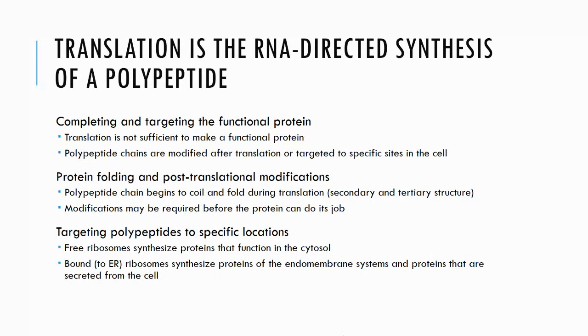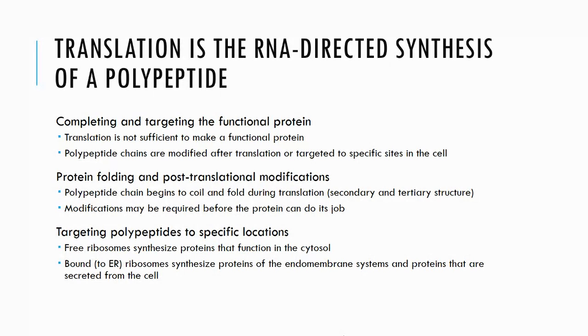Translation is not sufficient to make a functional protein. The polypeptide chains will be modified after translation or targeted to specific sites in the cell. So starting with modification, the polypeptide chain will begin to coil and fold as it's being translated to give those secondary and tertiary structures that we know proteins have. But modifications may be required before that protein can effectively do its job.